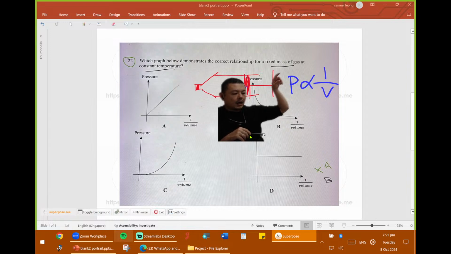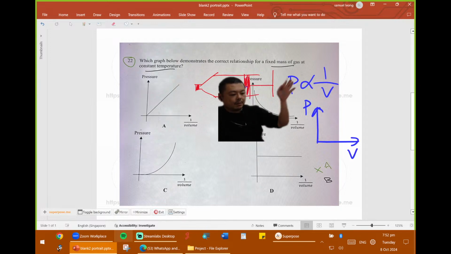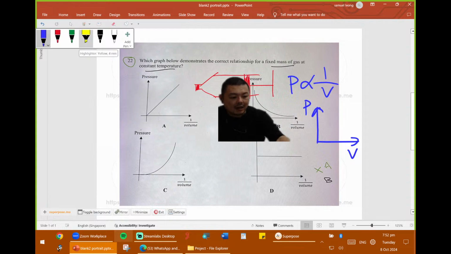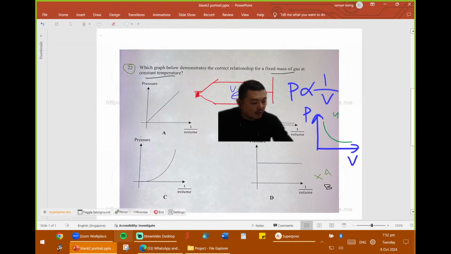What that means is that when volume increases, pressure decreases. When volume decreases, pressure increases. Make sense? Okay. How would you draw a P versus V graph then? If it's inversely proportional, like in math, how does a graph like this look? It is a curve, right? You will see a graph that looks like this, because that's the y proportional to 1 over x graph. Correct.